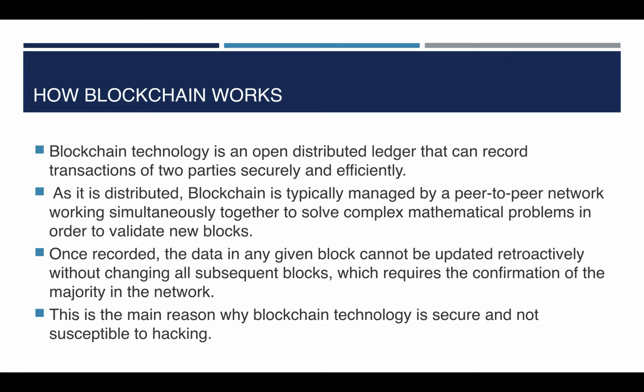Now let us understand how blockchain works. Blockchain technology is a peer-to-peer distributed ledger that can record all transactions of two peers or two parties securely and efficiently. These transactions are stored inside blocks. Blocks are linked to form a chain. The creation of a block is done through a process of consensus in a peer-to-peer network where peers work simultaneously to solve a complex mathematical problem to validate the block. Once the block is added to the blockchain, you cannot change it. Even if you try to change it, it is easy to verify that it is not valid data. This is the main reason why blockchain is secure.